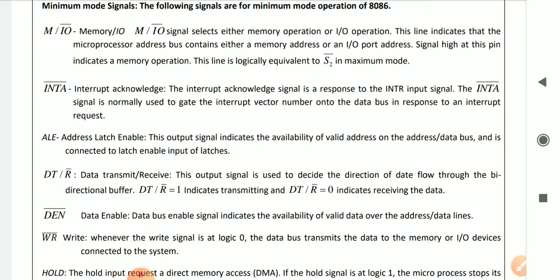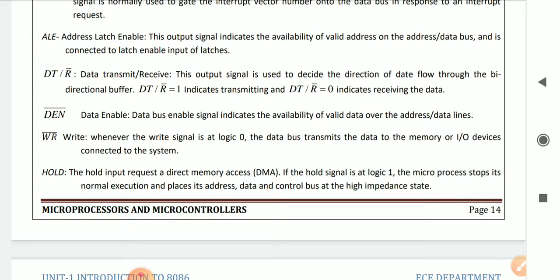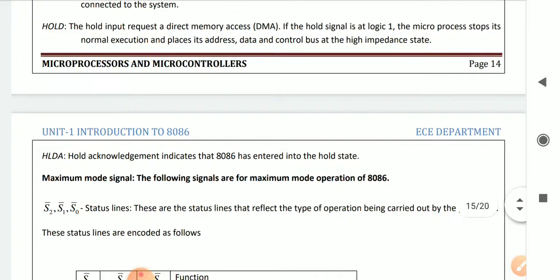DEN bar, data enable. The data bus enable signal indicates the availability of valid data over the address data lines. If this pin is set to 0, it will validate the data over the address or data lines. Write bar, write operation. Hold, the hold input request; the hold signal is for DMA, direct memory access. HLDA means buses are granted or hold is acknowledged, indicating the 8086 has entered into hold state.